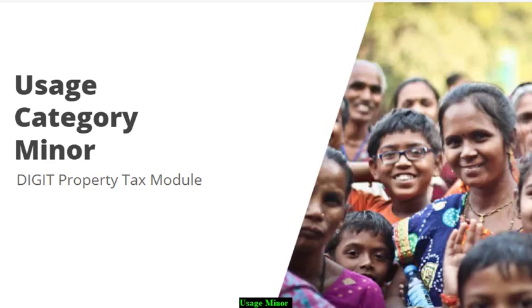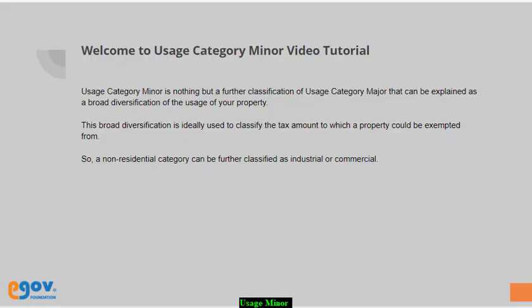This video walks you through the steps involved in configuring the Property Miner Usage Category Master Data template in the Property Tax module. Usage Category Miner is nothing but a further classification of usage category majors, which can be explained as a broad diversification of the usage of the property. This broad diversification is ideally used to classify the tax amount to which a property could be exempted from. So, a non-residential category can be further classified as industrial or commercial.